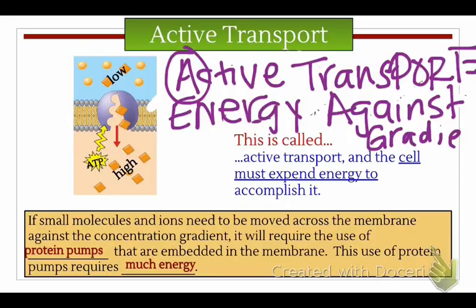Does that make sense? So try and remember that the A from active transport means that it's going against the gradient, meaning it's going from low to high. Okay? This is against the gradient. It's going from low to an area of high. Active transport requires energy because it goes against the gradient. Does that make sense to you guys? All right. Are we good to move on? Excellent.